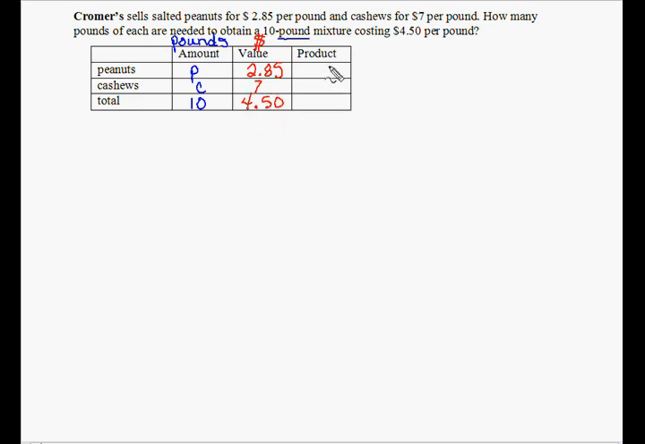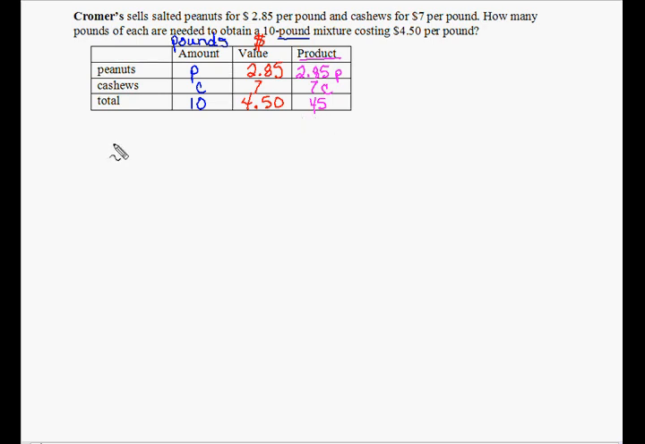Now this last column is produced by doing a product, multiplying these first two columns together. So we have P times 2.85 is 2.85P, and C times 7 is 7C, and 10 times 4.5 is 45.